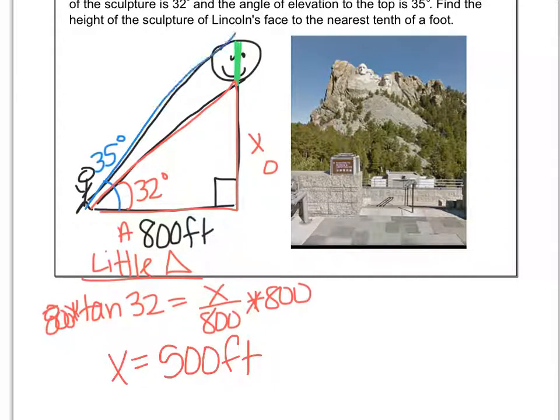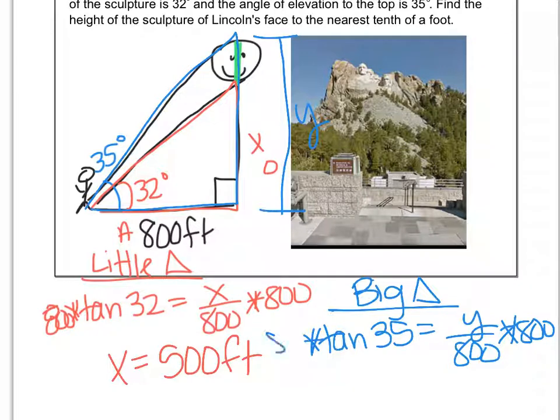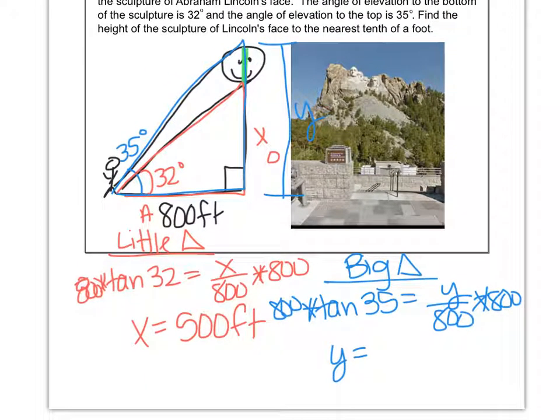And then we can use the blue triangle, the big triangle. I'm going to call that Y. For the big triangle, I can do tangent of 35 equals Y over 800. Again, the setup here is almost the same, the angle's just different. Times 800, Y ends up being 560. But now you have to think about what you're going to do with these two numbers.